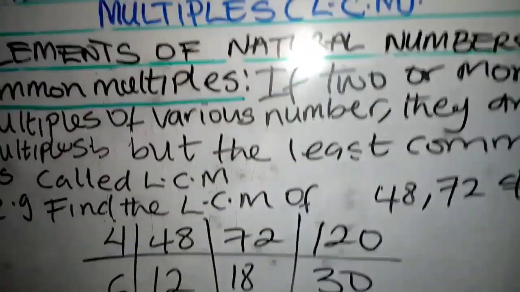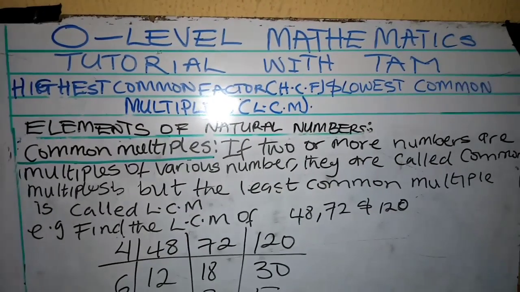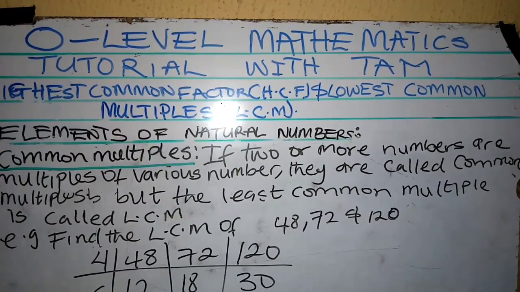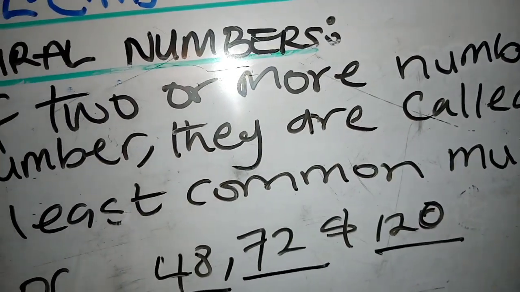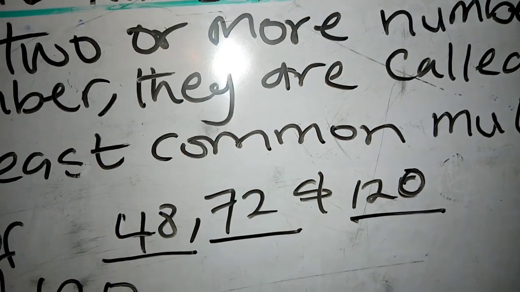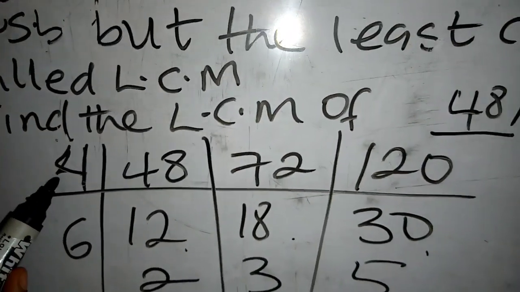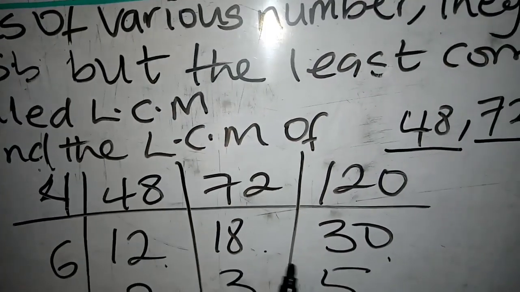Common multiple: if 2 or more numbers are multiples of various numbers, they are called common multiples. But the least common multiple is called the LCM. We are asked to find the LCM of 48, 72, and 120. So we first use 4 to divide all through. The remainders are 12, 18, and 30.